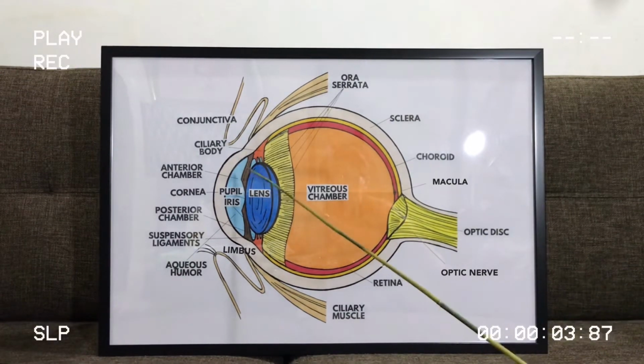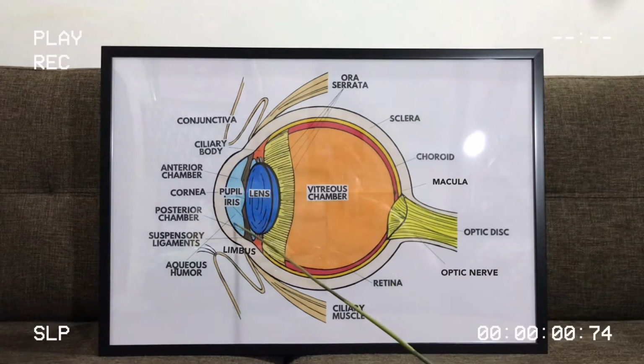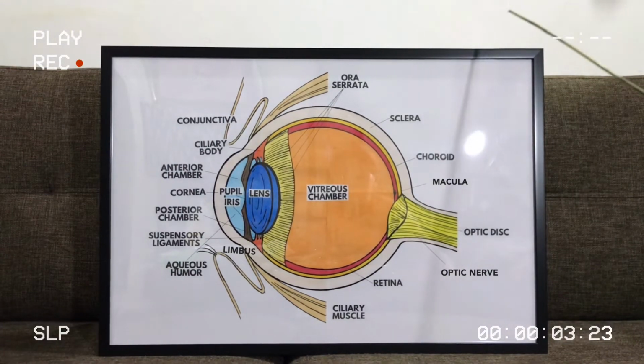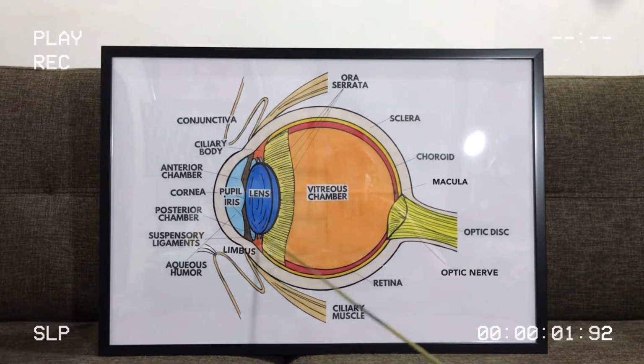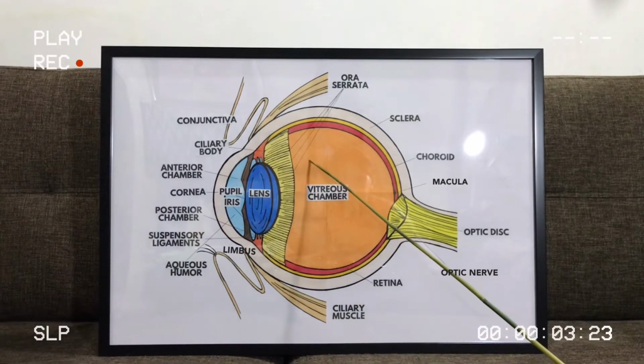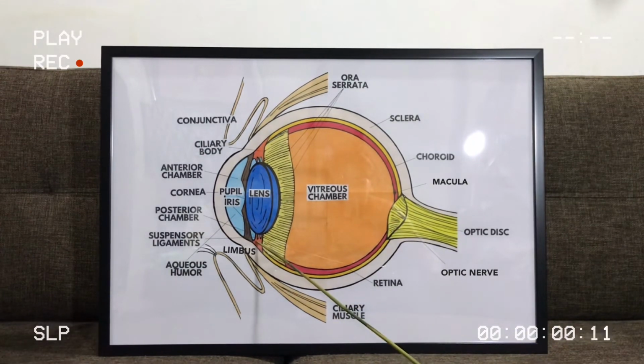Next, we have the anterior chamber, or this blue part. The anterior chamber is a fluid-filled space inside the eye. The fluid inside the anterior chamber is known as the aqueous humor. Aqueous humor provides nutrients to the cornea and the lens. The cornea lies in front of the anterior chamber, and the iris and the pupil are behind it.